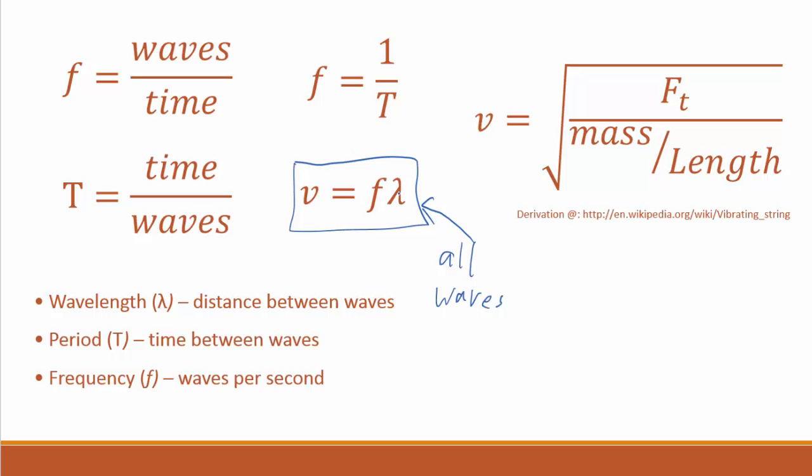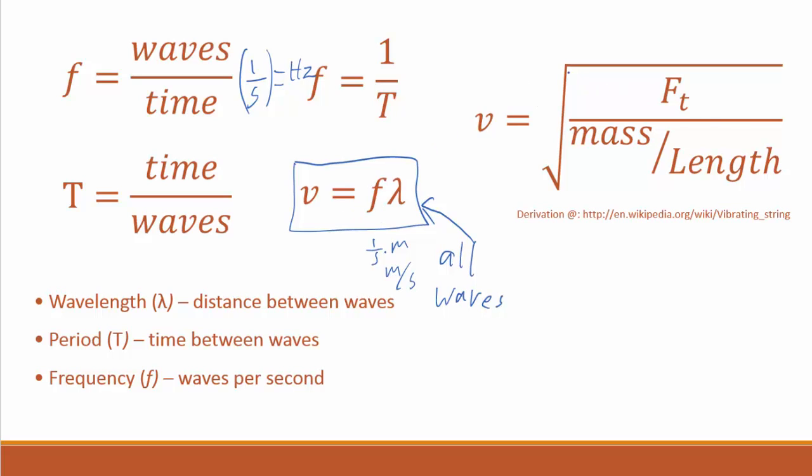If we look at the units real quick, units for frequency are waves over time. Now waves is just a number, you're just counting waves. Time is going to be measured in seconds. So the units of frequency are inverse seconds, and we redefine that as what we call a hertz. So 1 hertz is 1 inverse second, or 1 wave per second. Wavelength is a length, so that's meters. So inverse seconds times meters gives us meters per second, which is what we want because we want a velocity.